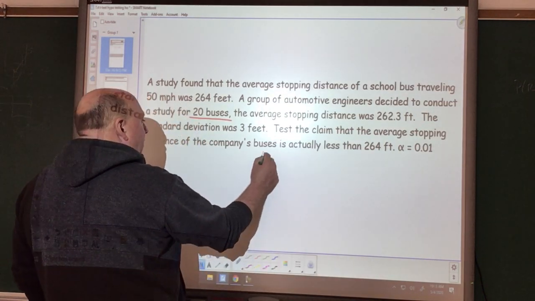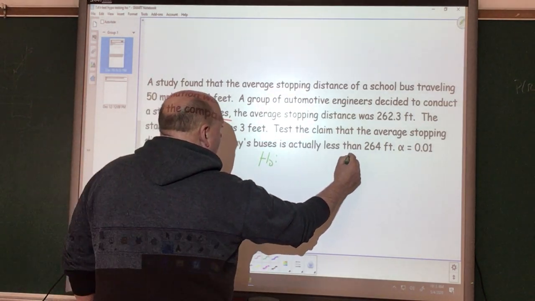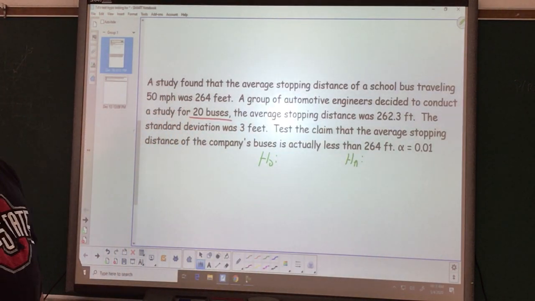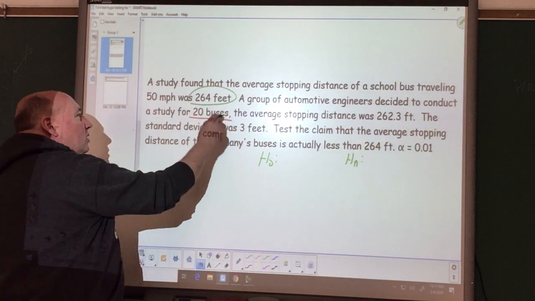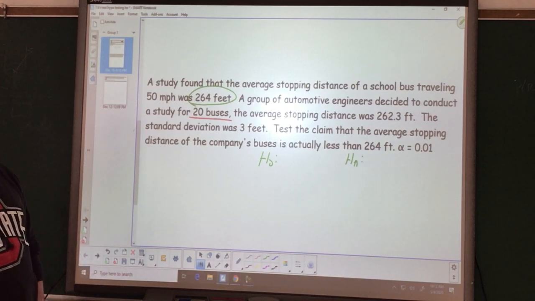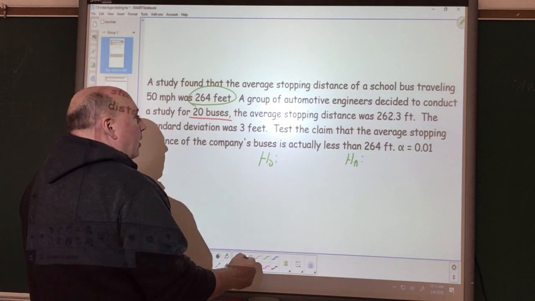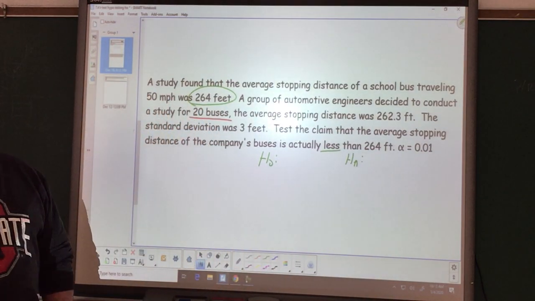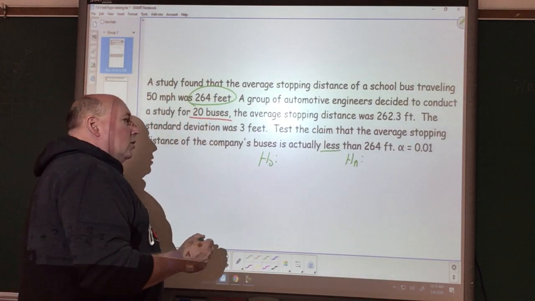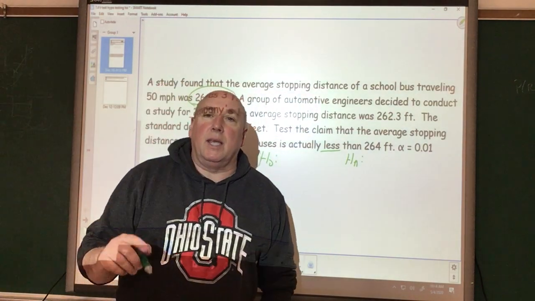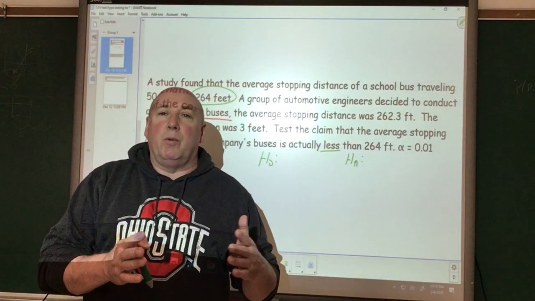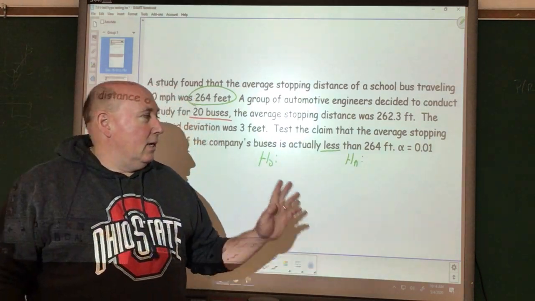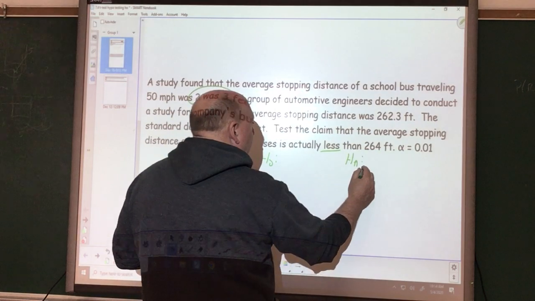We are still going to start the same way, with the null and the alternate hypothesis. We are comparing the mean. What is established here? Our established value is 264 feet. But we want to know if it's actually less than 264 feet. So what we hope is true, once again, is our alternate hypothesis. What the scientist is hoping is true is that it's going to be less than 264.